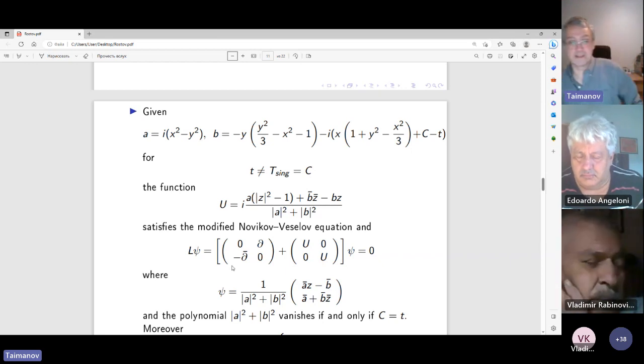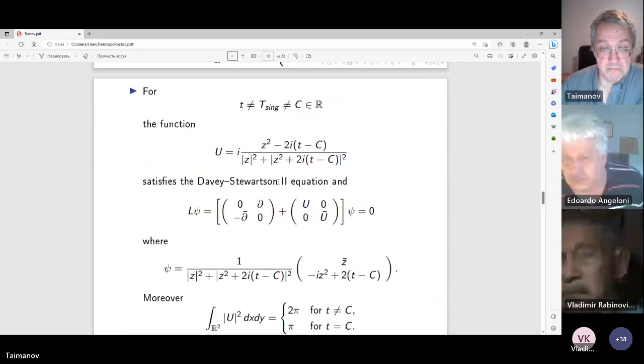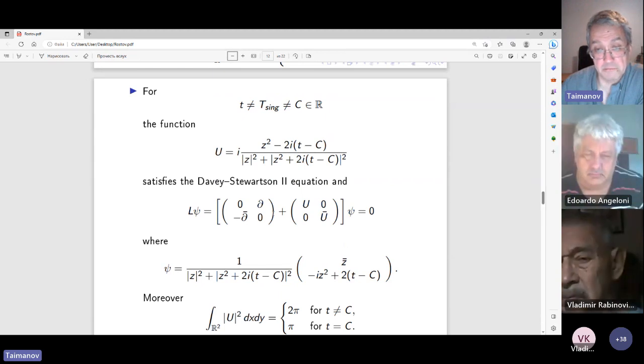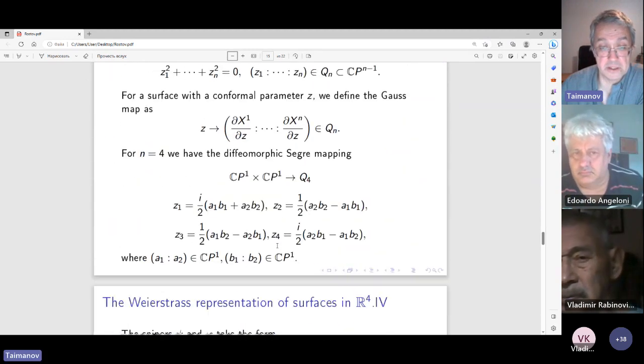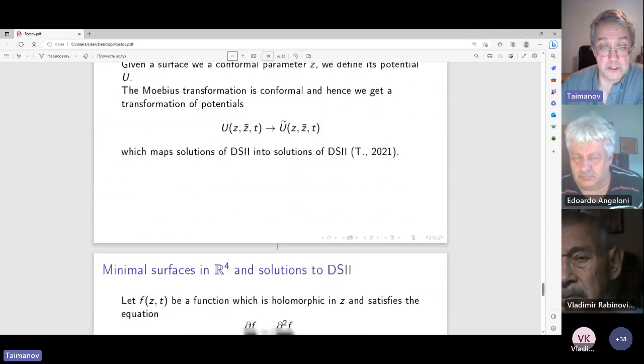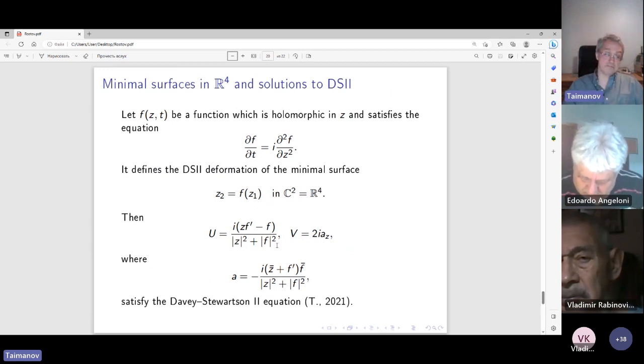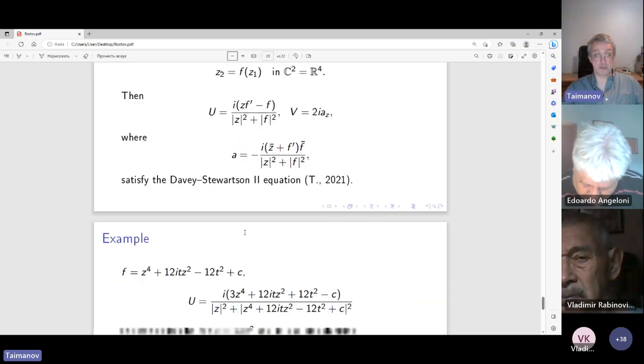So, okay, I became worried. No, everything is correct here. The same, this is a very simple equation, a very simple solution. And here it's actually one of this form for a very simple function f. And then we do have this blow up for the solution of the Davis-Stewartson equation, and how it looks like.